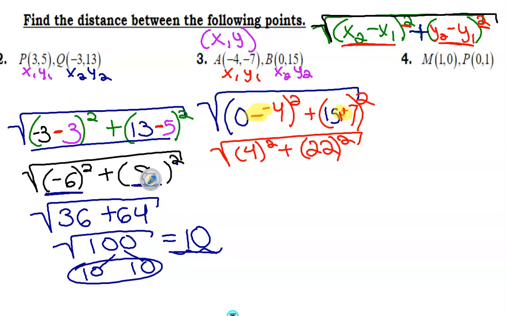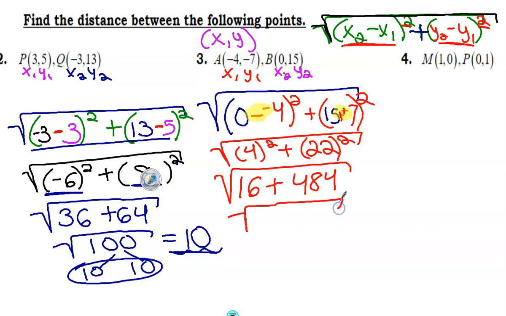So we subtracted them, and then we are going to now square them each. So we have 4 squared, which is 16, and then 22 squared. So 22 times 22. Let's put that in the calculator. That's 484. Now we add those together before we square root it. So 484 plus 16 is 500.